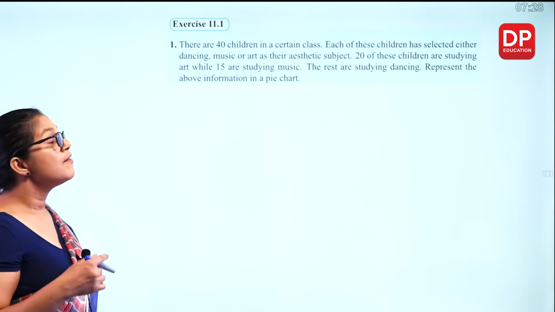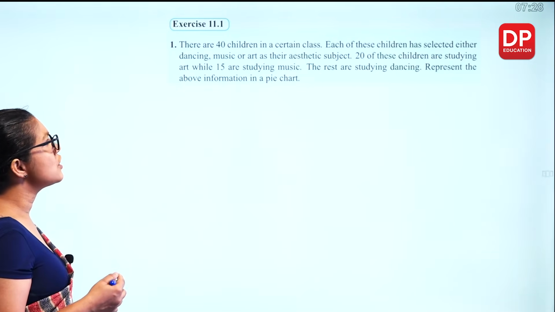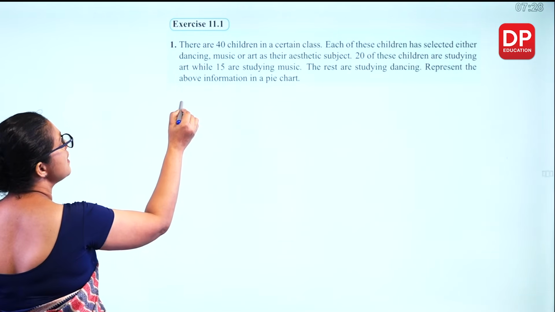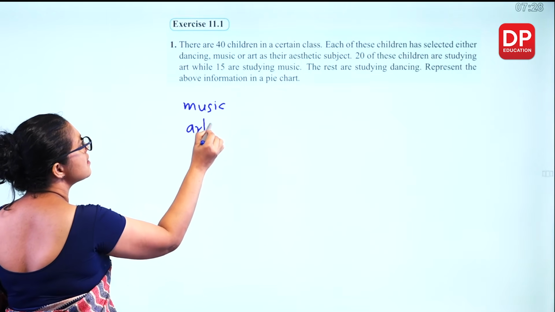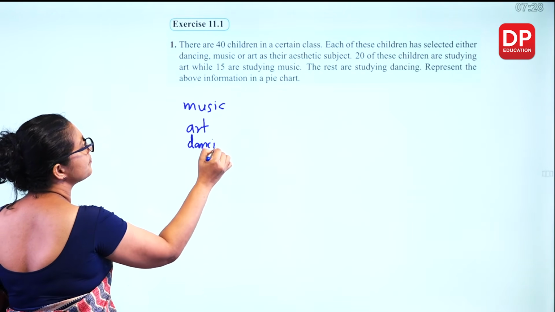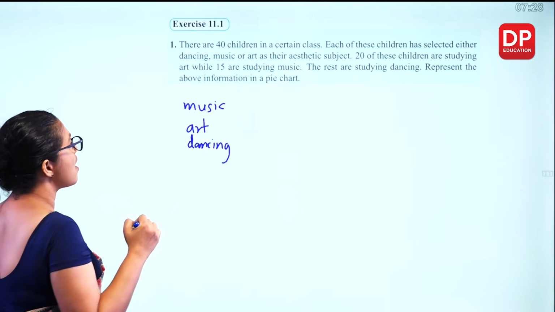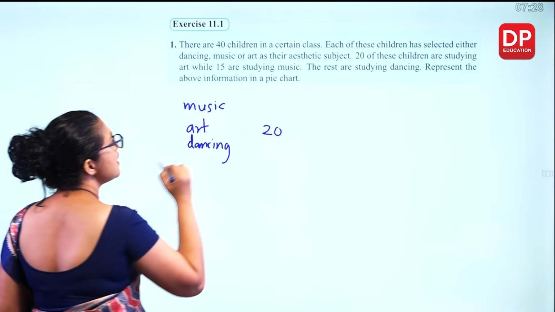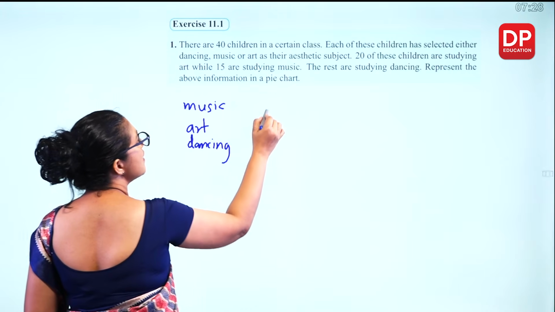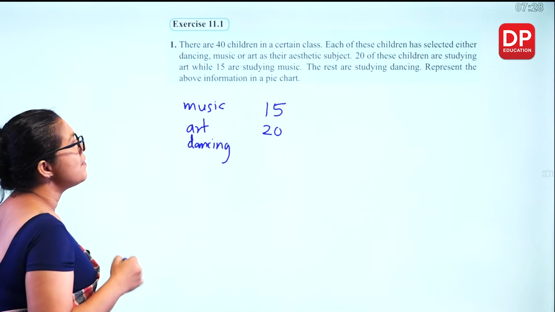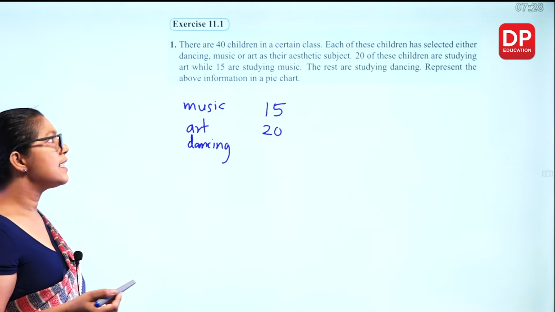So before that, we'll try to organize this using a table. There are altogether 40 children. They are doing dancing, music and art. 20 of these children are studying art. 15 are studying music and the rest are dancing. So altogether 40 children are there.